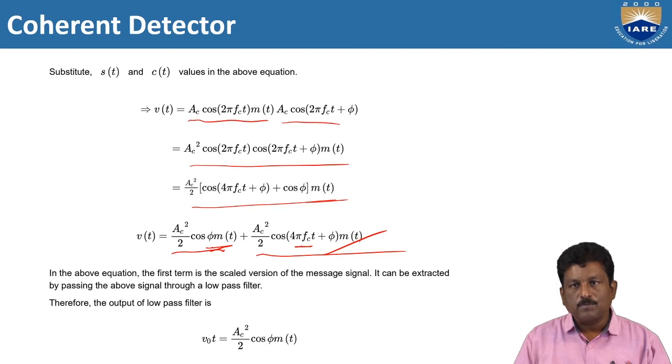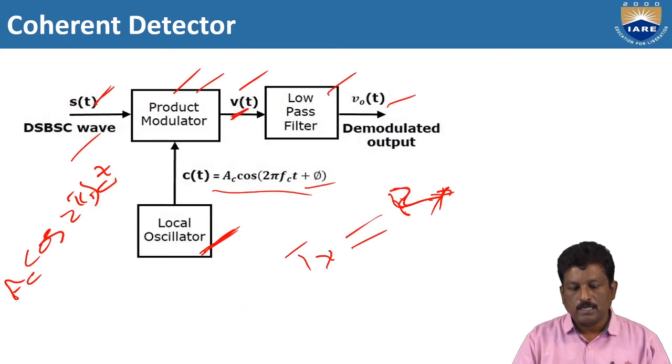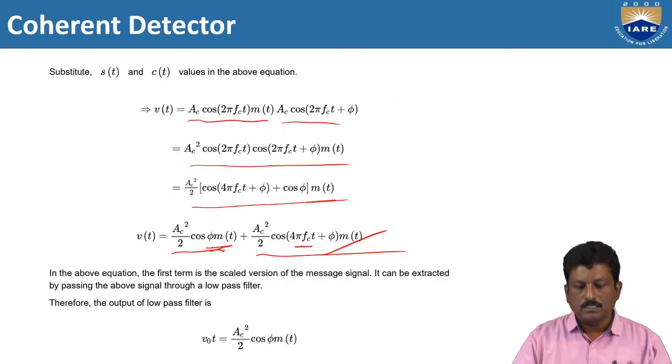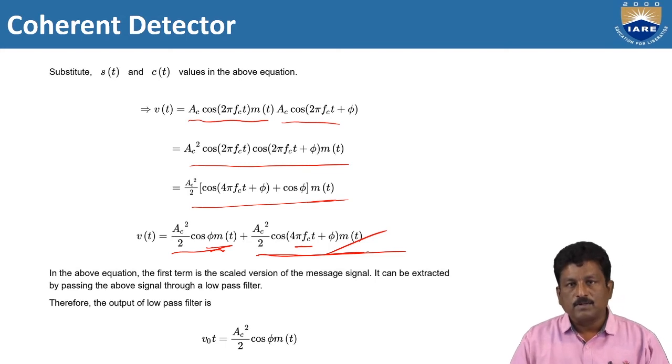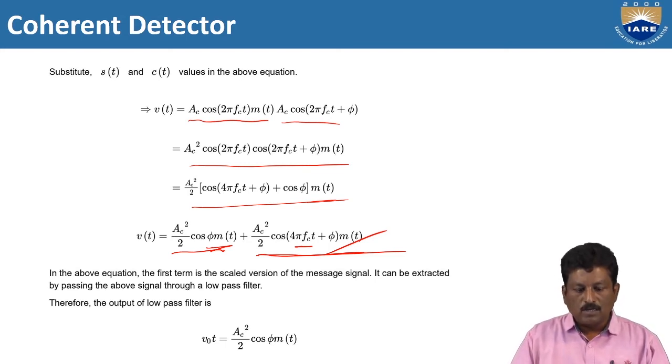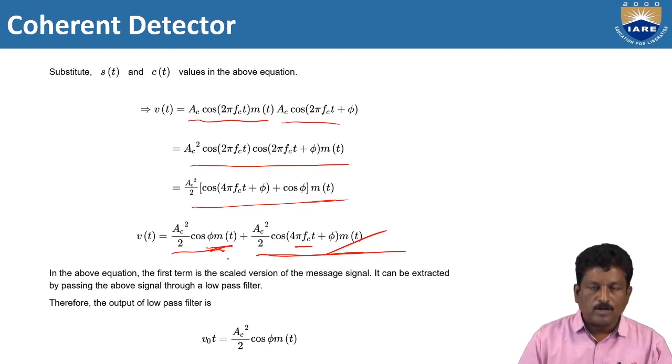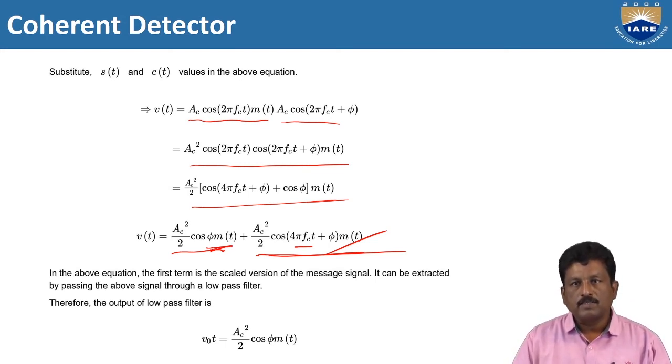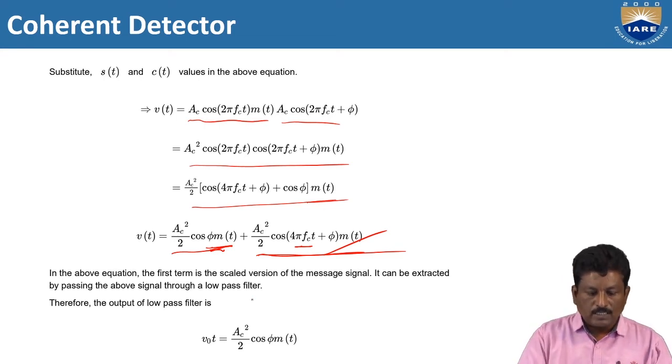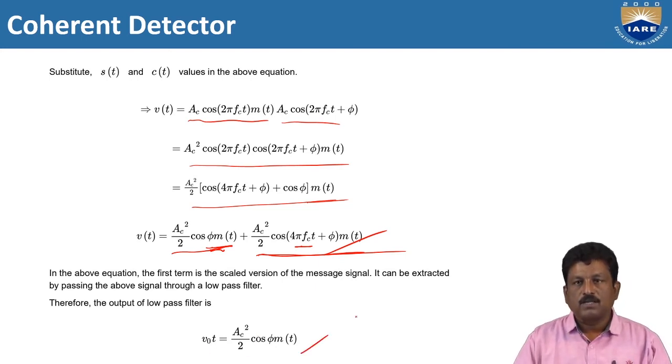These high frequency components can be filtered or rejected by the low pass filter at the last stage. In the diagram you can see the low pass filter function: it rejects the high frequency components and allows only the low frequency ones. m of t is a low frequency signal, since our modulating signal is always in the audio frequency range, 20 Hz to 20 kHz. After passing through the low pass filter, we get v naught of t equal to Ac squared by 2 cos phi m of t, which is our wanted signal, the original signal m of t.